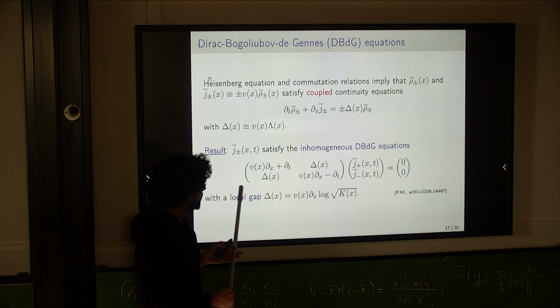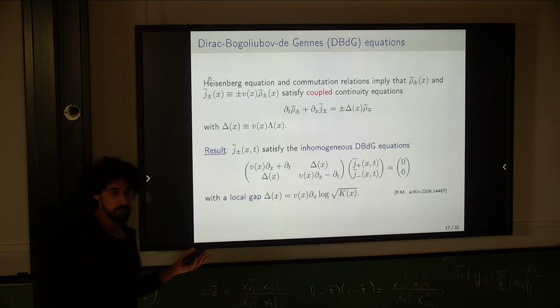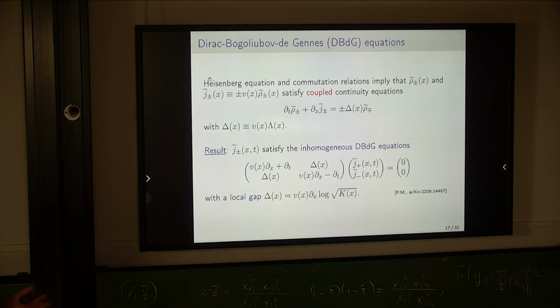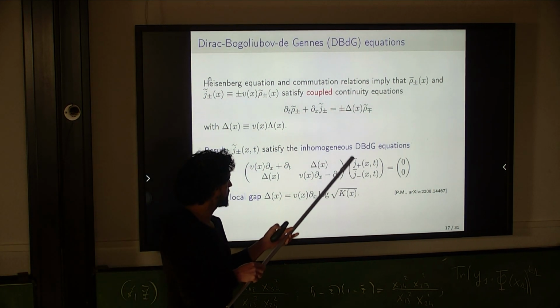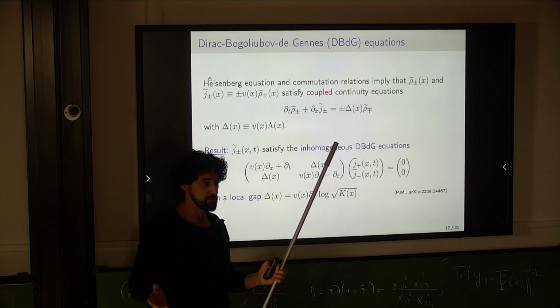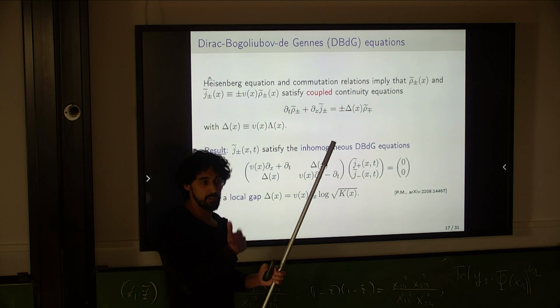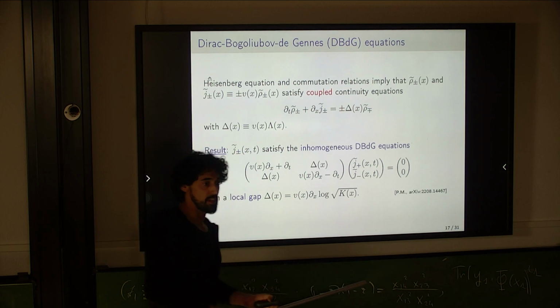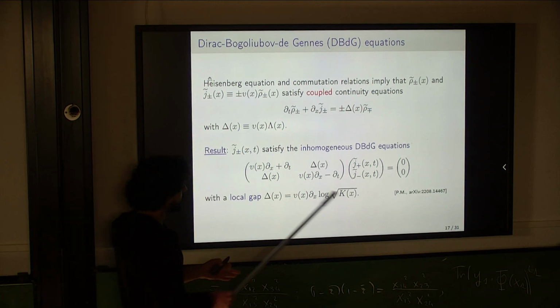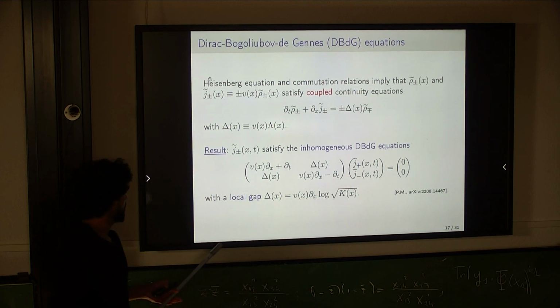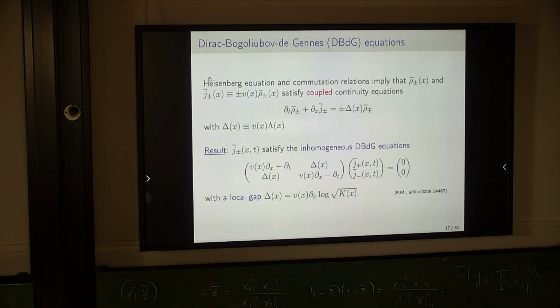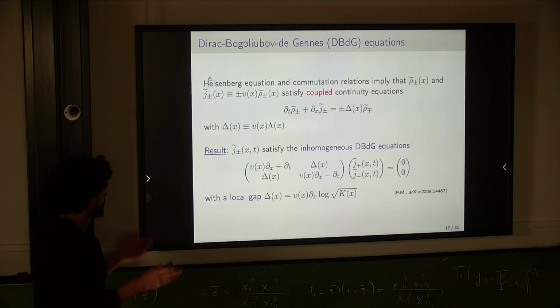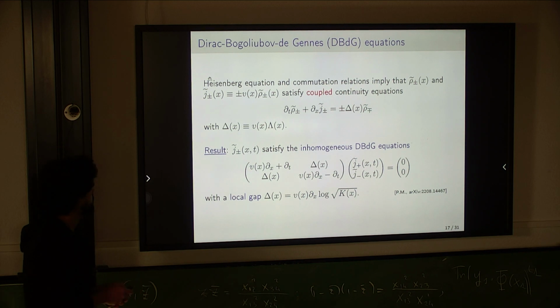And now if you express this entirely in terms of j tilde, you obtain these inhomogeneous Dirac-Bogoliubov-de Gennes equations. So if you can solve that, you can solve the dynamics, at least in terms of these operators j tilde plus and minus, and whatever you can express with j tilde plus and minus, then you can study their time evolution. So that is the result, and what we've seen is basically that this k of x opened up a local gap, or an effective gap. Okay, so now if you can solve that, then you can understand the dynamics.